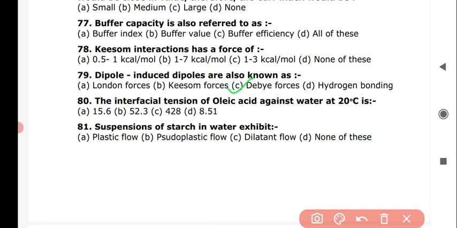Next question is, the interfacial tension of oleic acid against water at 20 degrees Celsius is, and the correct answer is option A, 15.6. Next question is, suspensions of starch in water exhibit, and the correct answer is option C, dilatant flow.